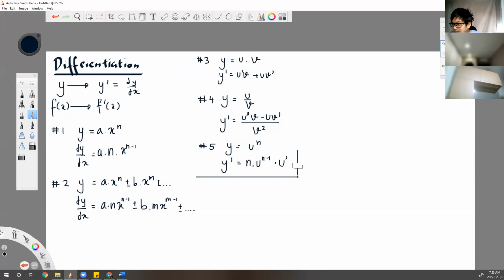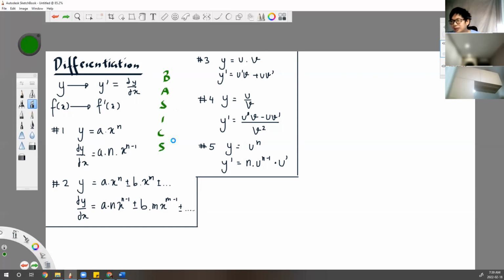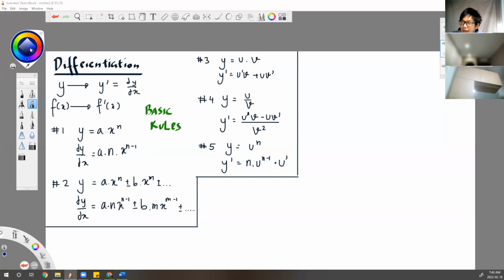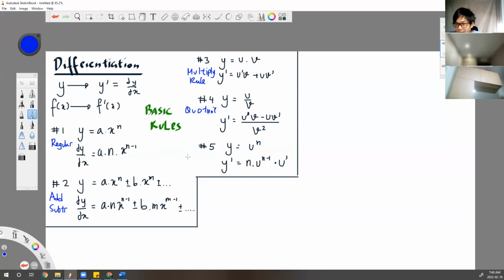I will separate this from what follows because this is chapter 1, and I will give you another 6th rule, 7th rule, 8th rule, and so on. Now this is the basic. I will give you the green color. These will be the basic rules, and I name them one by one to make it easy. So this is a regular rule. This will be the addition and subtraction. Then this will be the multiplication rule. And this will be the quotient rule. This is the power rule or chain rule. And go next.